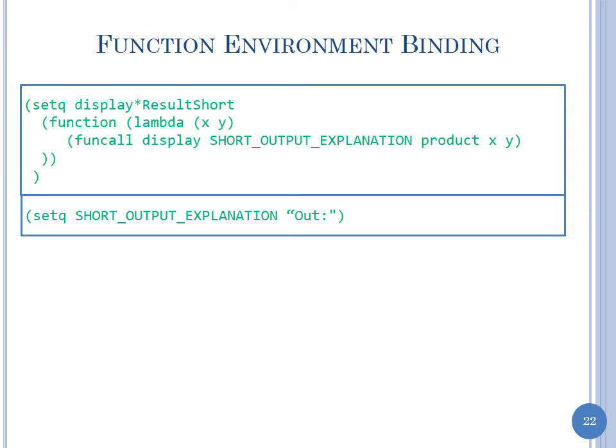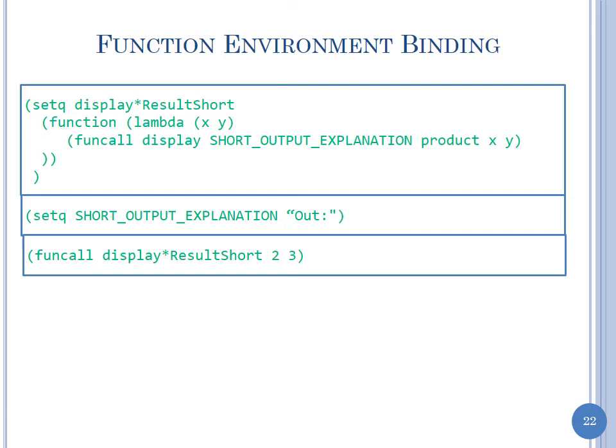Now I do a FUNCALL display result short 2, 3. What will be output? Originally, short output explanation was result. When I defined the display result short, at that point, short output explanation was result. Now I changed it. Now I do a FUNCALL. What should be printed out, result or out, Chris? It should be result, right? Because the function is supposed to copy the scope at the time that it's declared. That's the thing, right? So Chris says it should be result because function is supposed to copy the scope.